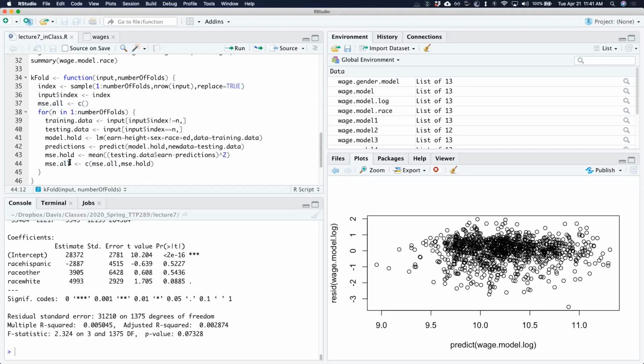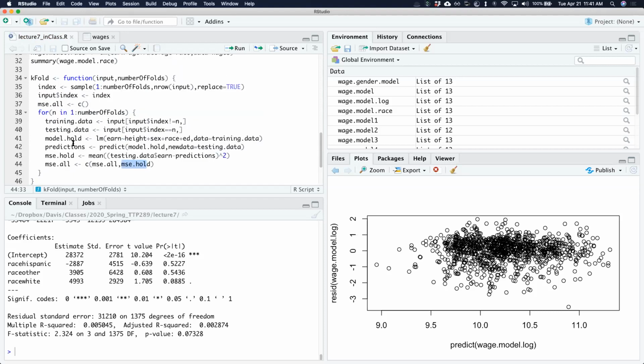Okay, when I get to the end of my for loop, it's going to redefine MSE.all as what existed before, which was nothing, appended to the first MSE hold, which I said was 1. So now you jump back to the top of the for loop and you go back through all this, and then you hit MSE all again. And now our MSE all is defined as 1. The next one is 2. So now MSE all is 1 and 2.